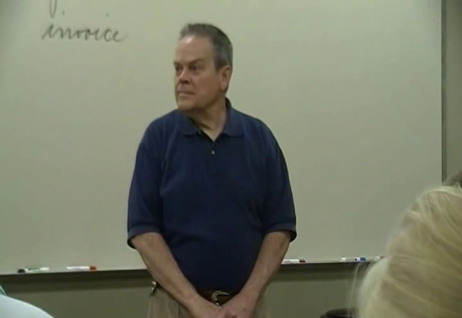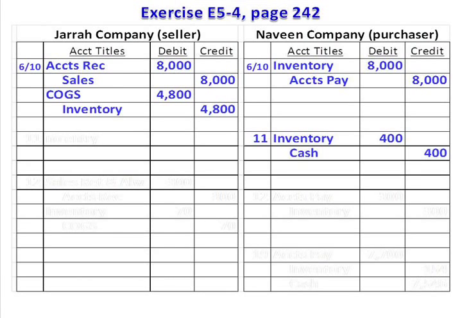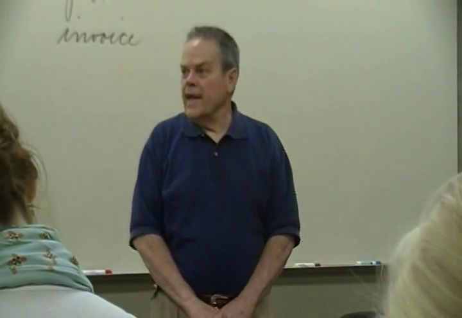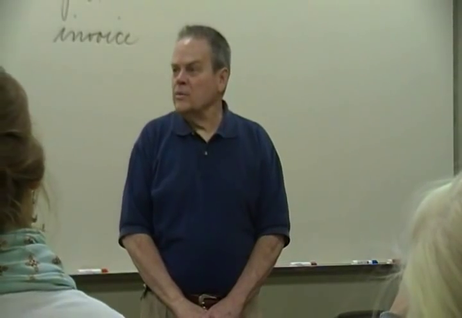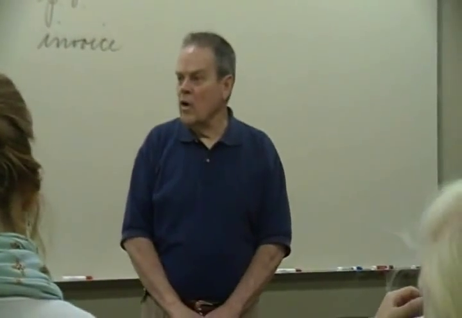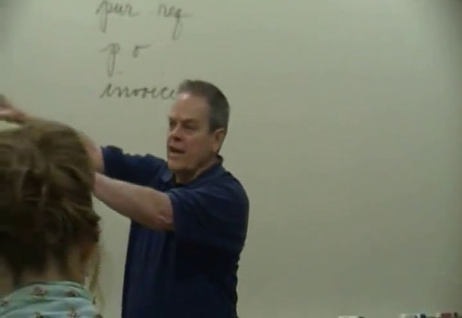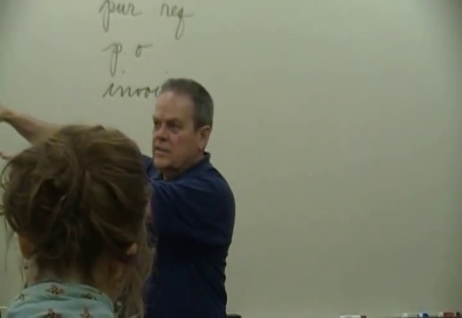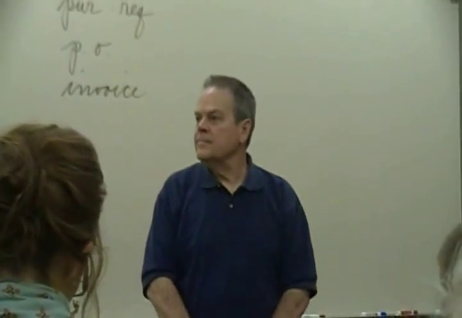Brooke? You debit inventory and you credit cash for $400. How about debit freight in, credit cash? No. How about debit freight out? No. What's wrong with freight out? Because we're the buyer, so it's going the wrong direction. These goods are freight out when they're going the other direction. Right, but these goods are coming in. Right. Freight in? No, it's just part of inventory. Why? Well, I don't know, but I just know it's part of inventory.